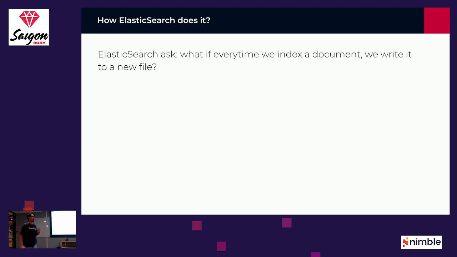Okay, so I'm out of ideas at this point. So I'm turning to Elasticsearch. How does Elasticsearch do it? Well, Elasticsearch asks a really weird question. What if every time we index a document, we write it to a new file? Instead of touching the old file, it writes to a new file. How's that going to help?